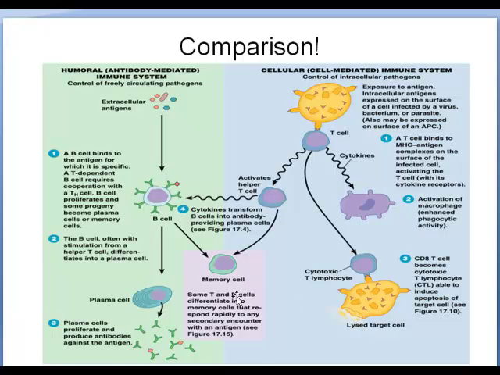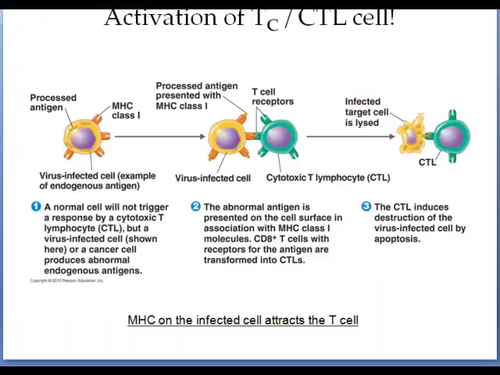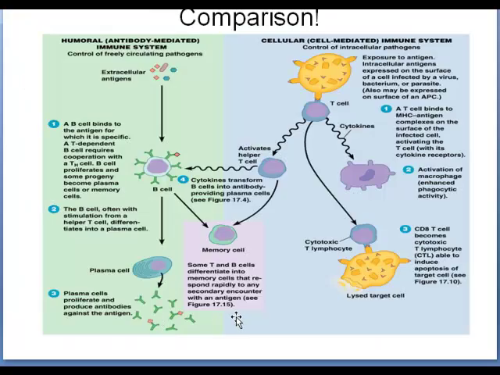We went back a little too fast. We have memory cells that are also T cells and B cells, and they are always present in our system to rapidly respond if the antigen is encountered again later in life. So this concludes our understanding of the cell-mediated response.